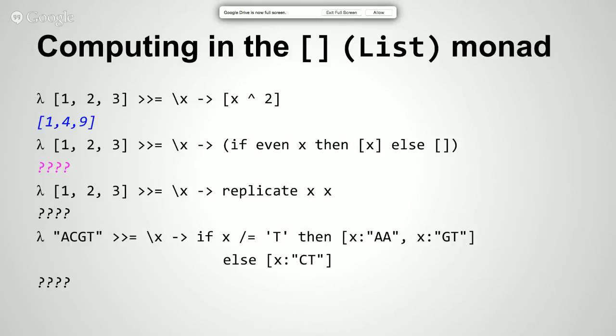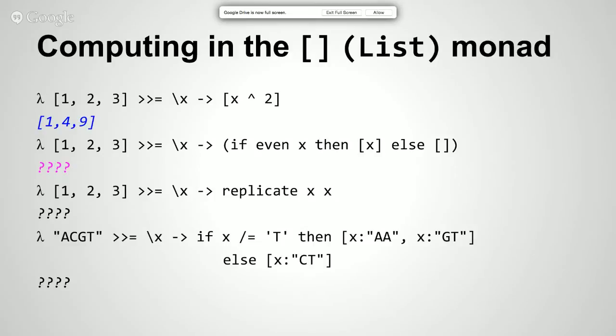So how about this guy? 1, 2, 3 bind x to lambda x to, if even x, then the one element x list, and if it's odd, then the 0 element list. What do we expect there? It's a list of 2. The list containing 2. Not just a list of 2. Yeah, a list of 2. Right, you have to be careful and use the word Just.